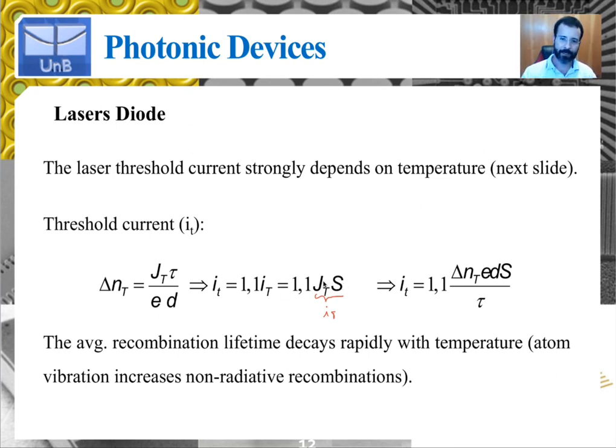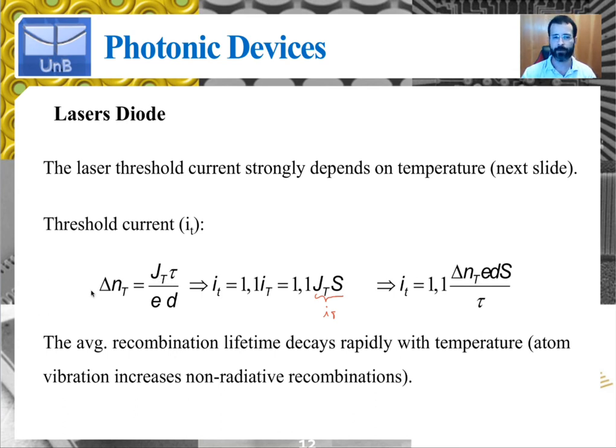And we've seen an expression that relates the current density, the transparency current density J_T, to the transparency excess carrier concentration delta N_T at the end of our previous lecture, right? So if we isolate J_T here, we'll have what?